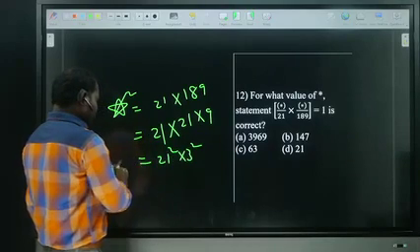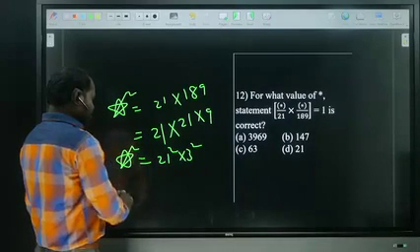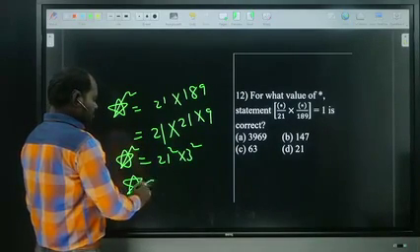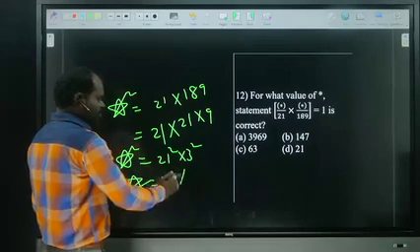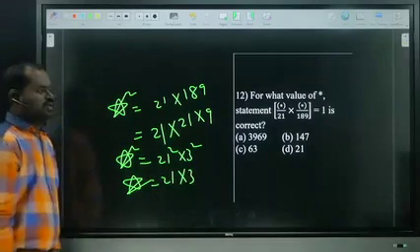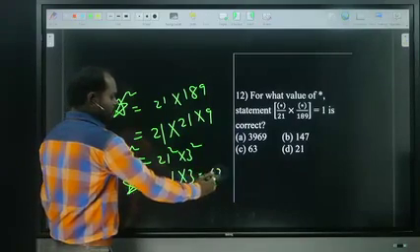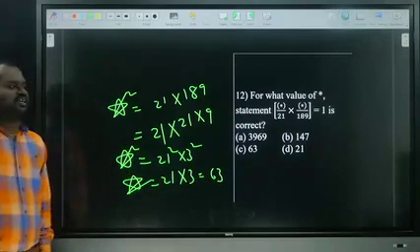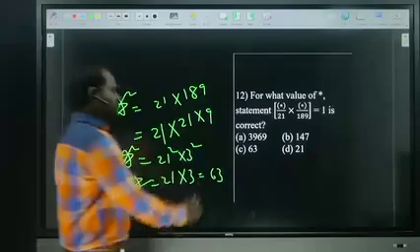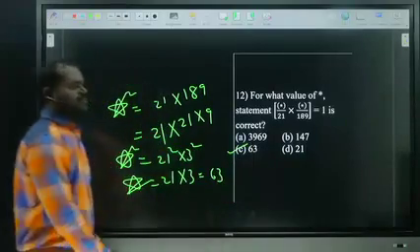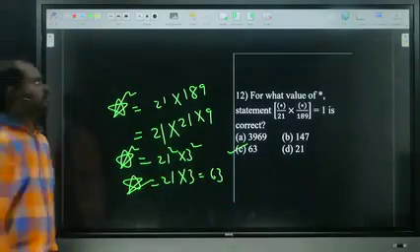It is star square. That means then what is the value of star? 21 into 3. How much? 63. 21 into 3 is 63. So what is the answer? Option C. Option C is the correct answer. Right.